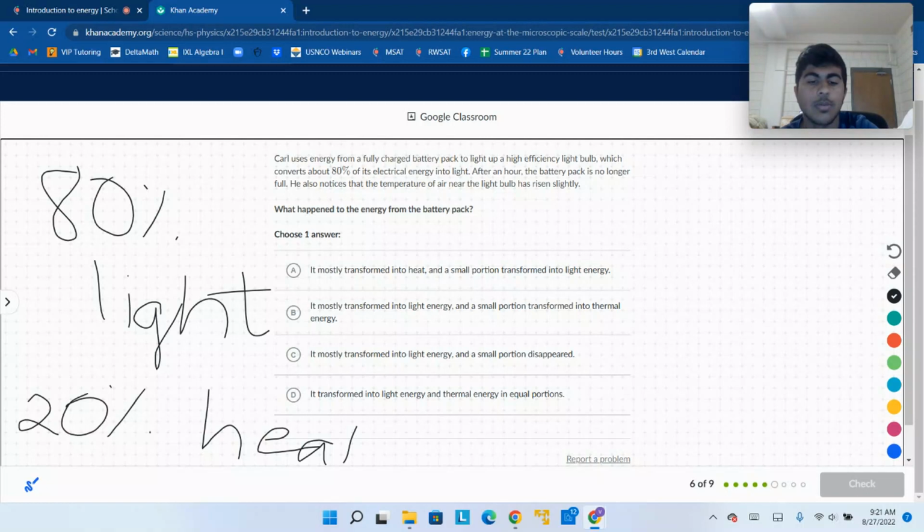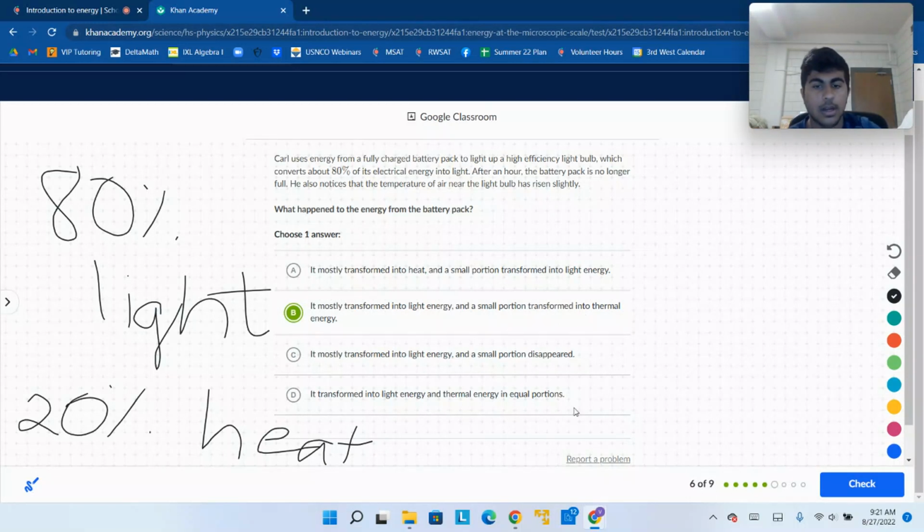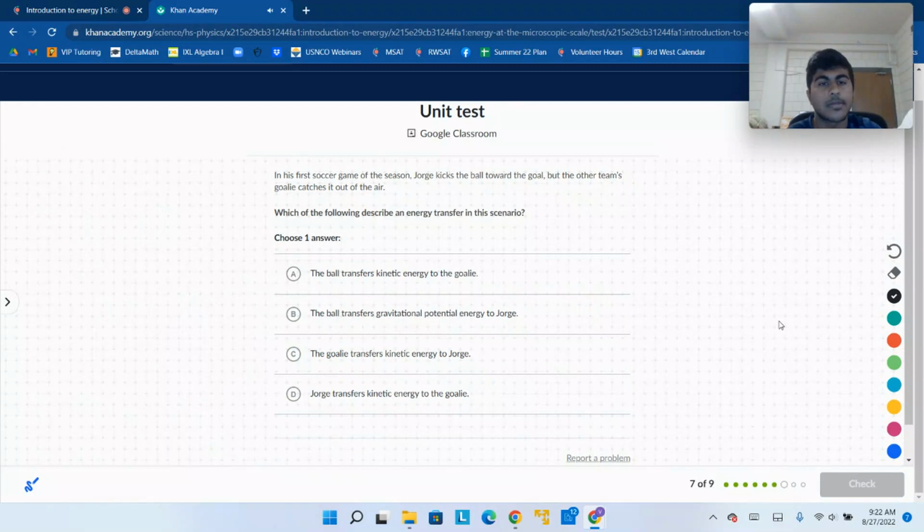How do we know? Well, there has to be heat energy somewhere, because we're told that the temperature has risen slightly, so we know that some of it transferred into heat, into thermal energy. So most of it transferred into light energy, 80% light energy, and a small portion transformed into thermal energy. All right, you can't just have a small portion disappear. That's not how it works. And the other two don't say that most of it became light energy. All right, let's keep going.